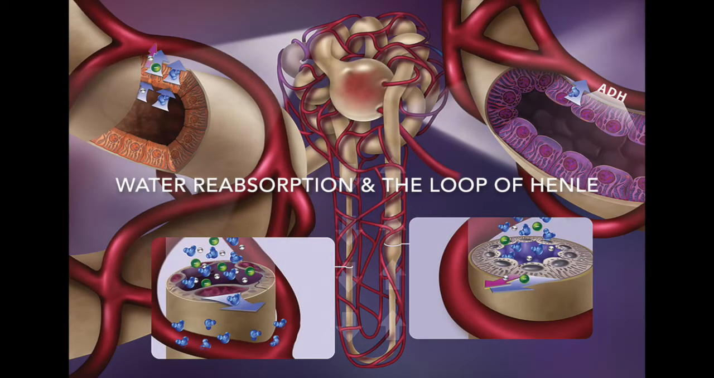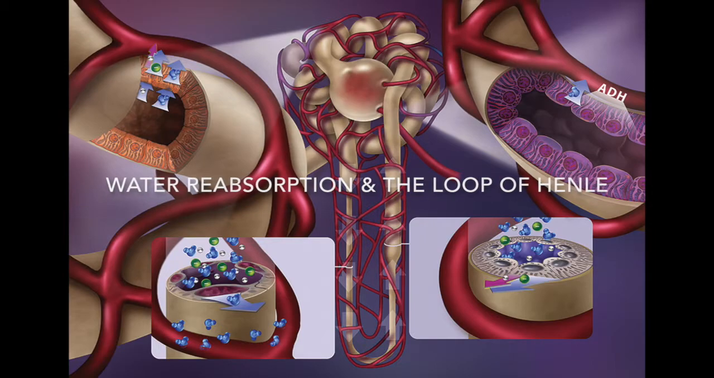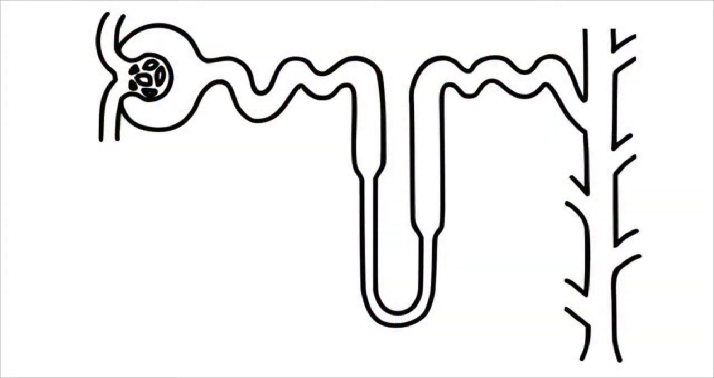Hi, my name is Natalie, and our topic is water reabsorption and the loop of Henle. We'll be talking about the proximal convoluted tubule, the vasa recta, the descending and ascending limb of the loop of Henle, the distal convoluted tubule, and the collecting duct.